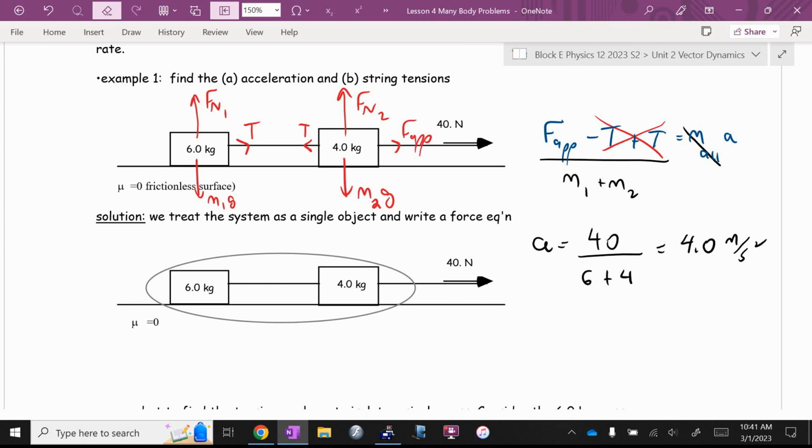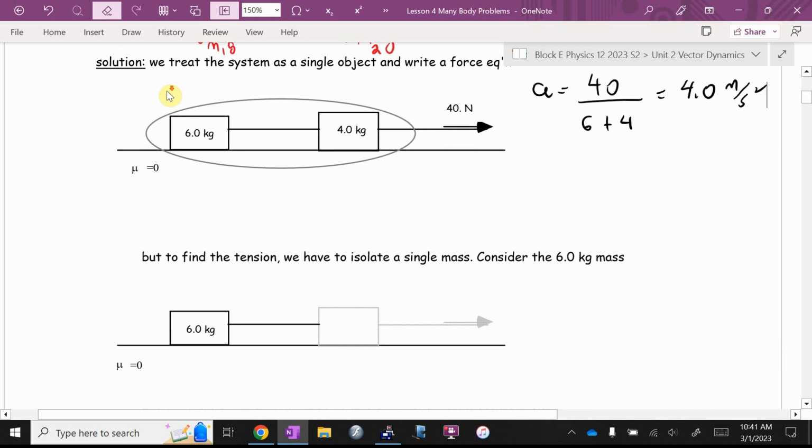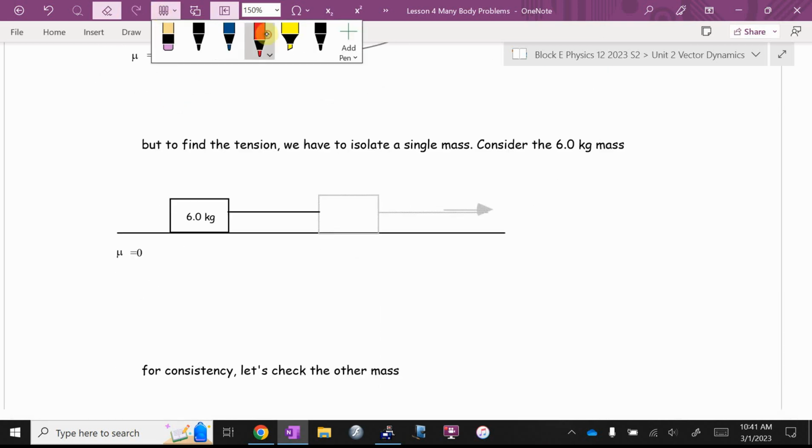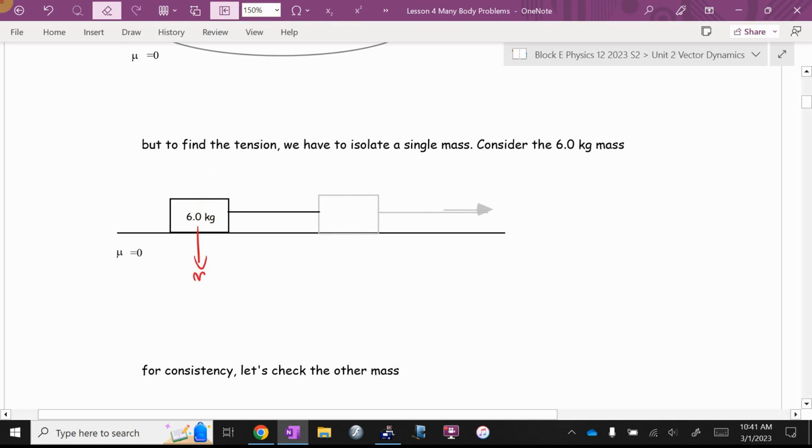Now, what we said last year, our strategy was if I want to find the acceleration of everything, I'll write an equation for everything. If I want to find an individual force, like tension, I'll write an equation for an individual mass. So to find tension, let's do an equation. So mass 1, I'll do it really quickly. We had M1G, we had normal force number 1, we had tension.